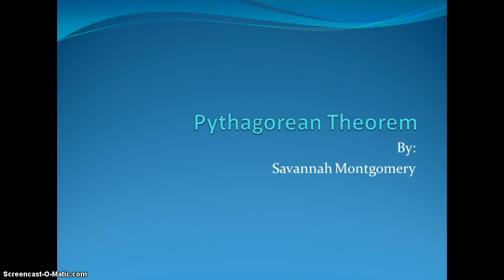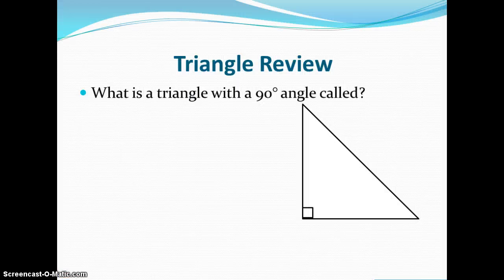Pythagorean Theorem. This is just a short triangle review. What is a triangle with a 90-degree angle called? A right triangle.